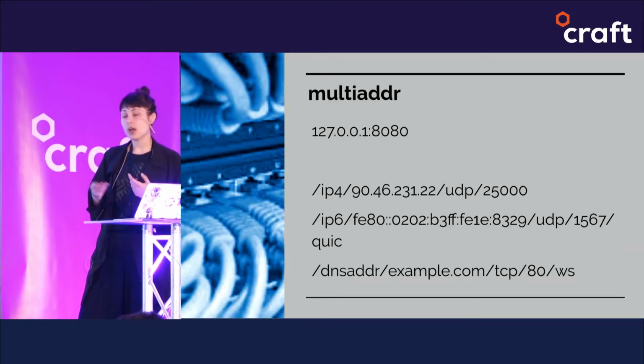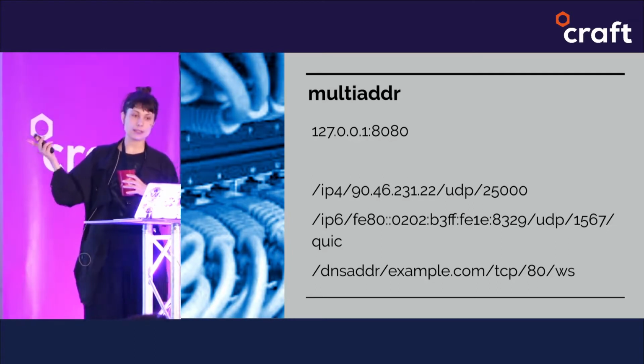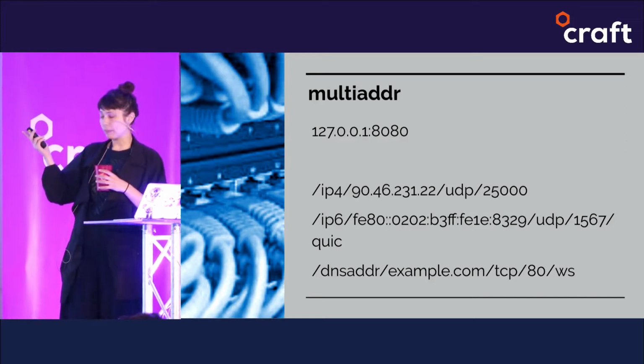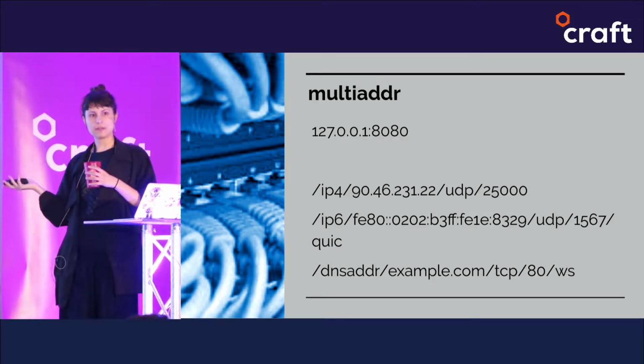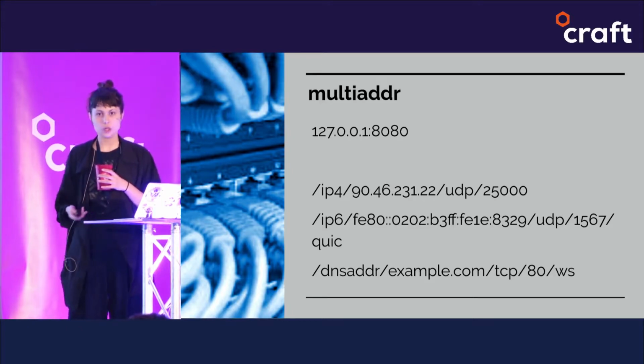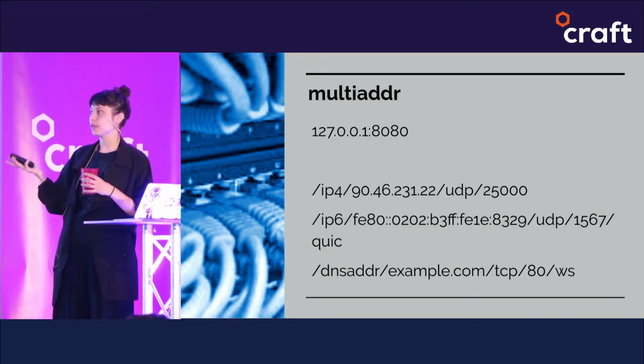One of the main concepts of libp2p is a multi-address. So you're probably used to the first kind of address. This is a location-based address with an IP and a port. But this isn't very specific. It doesn't tell us anything about how to connect. Usually we end up just inferring that based on the port number. And so here are some examples of multi-addresses.